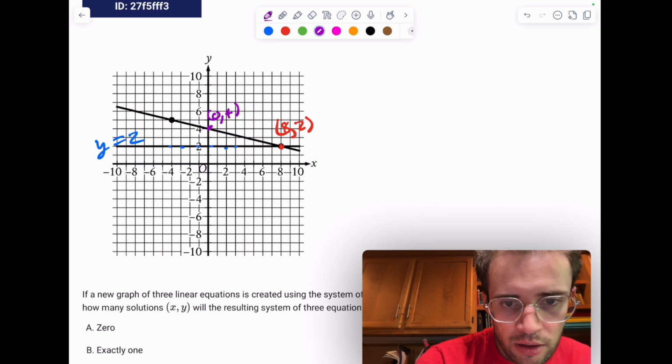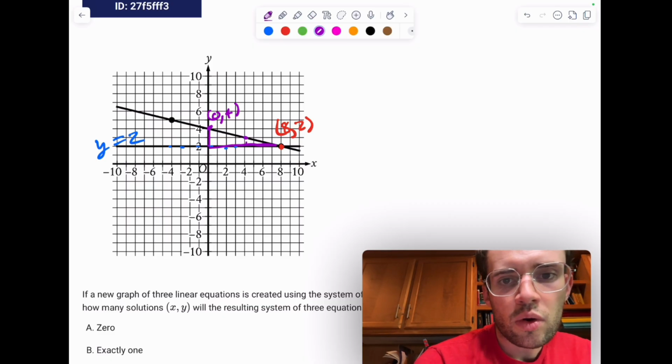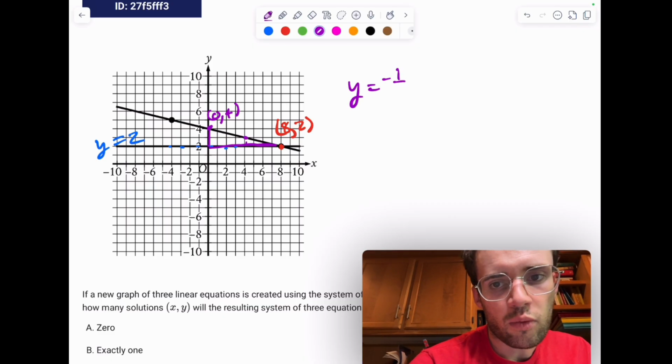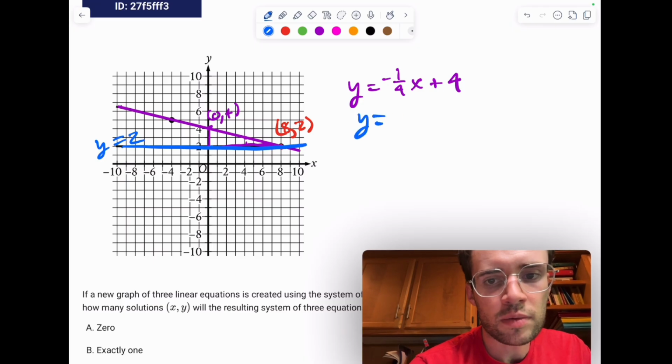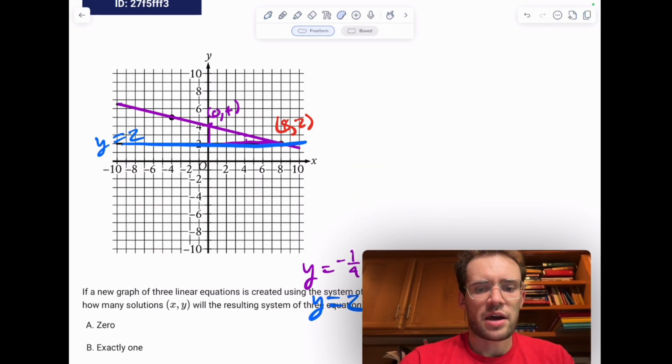And it's going down 2 over 8, which is the same as down 1 over 4, down 1 over 4. So our slope would be negative 1/4. So it's negative 1/4 x plus 4 for that line. And this one is y equals 2. So let me bring these down. And now let's read the question.